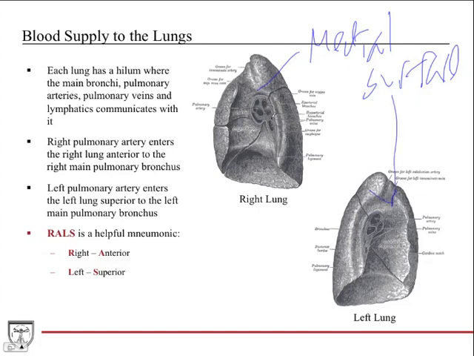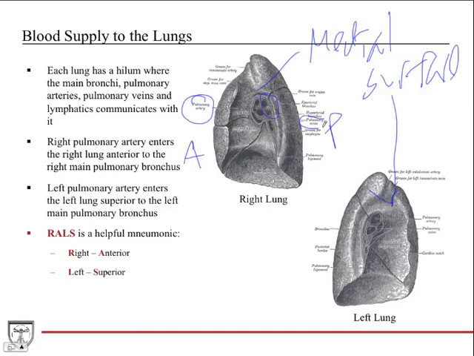And this is really the main thing that, if you're doing a cadaver-based course, you could get tagged. They love to tag these and make you figure out which one's the artery, which one's the bronchus. So the big thing to know here is that the right pulmonary artery enters the right lung anterior to the right main bronchus. So here's the pulmonary artery, here's the right main bronchus. You can see this would be anterior, this is posterior. The pulmonary artery is entering in anterior to the right main bronchus.